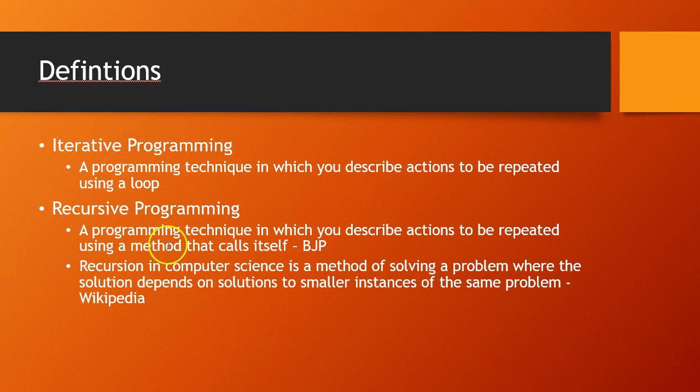The book gives a definition of recursive programming as a technique in which you describe actions to be repeated using a method that calls itself. That's a completely accurate description, but it doesn't really help you much. It doesn't explain why you would want to do it or what the advantages or disadvantages are. So I noticed another definition in Wikipedia. Recursion in computer science is a method of solving a problem where the solution depends on solutions to smaller instances of the same problem. I like this definition better because it gives you a little more insight into why it's useful. When you have problems where a smaller instance is easier to solve, recursion may be a good way to solve it.